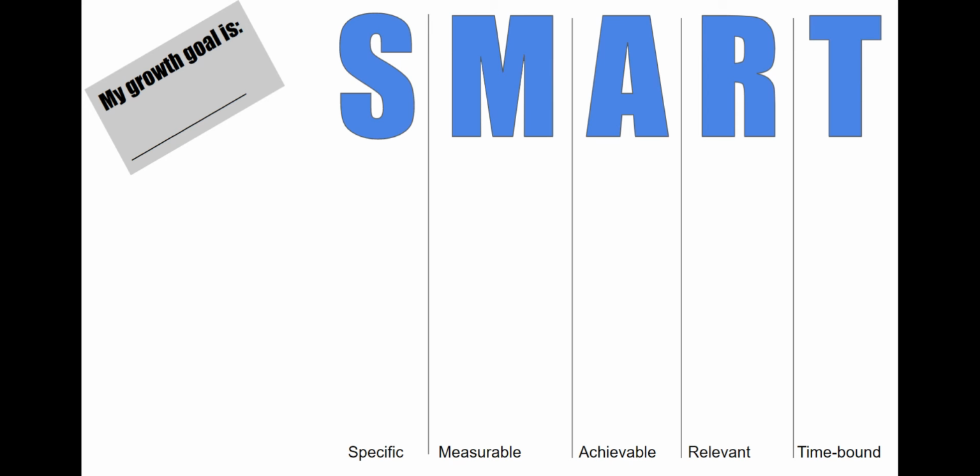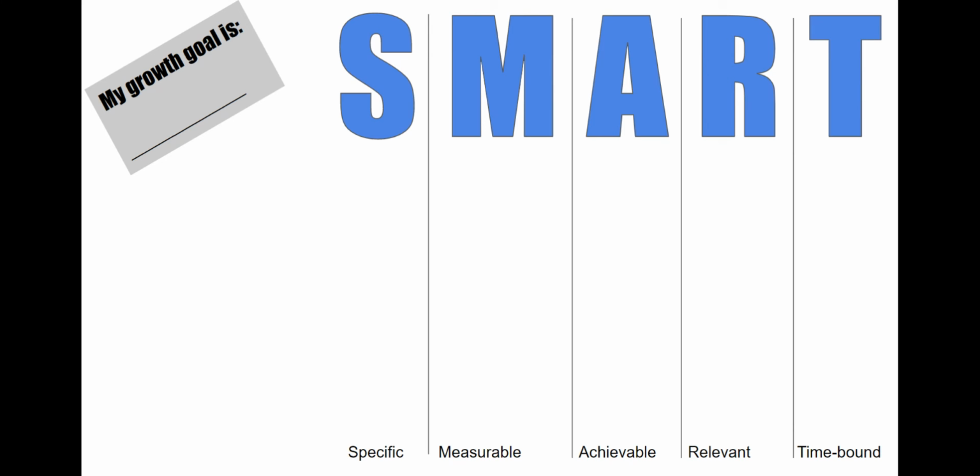The first thing I'd like for you to do is write, my growth goal is, and then I want you to write what that goal is going to be. If you need a grown-up or an older sibling or friend to help you write that out, you can certainly do that. Or if you want to draw pictures of what your goal is, you can do that as well.